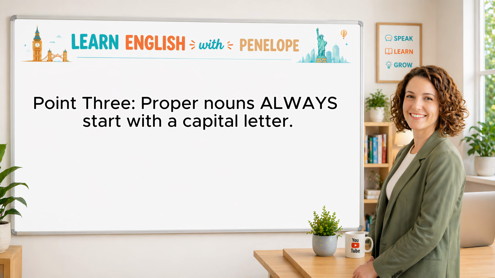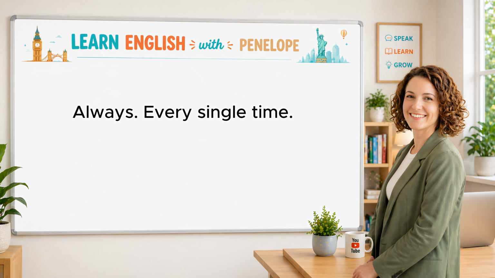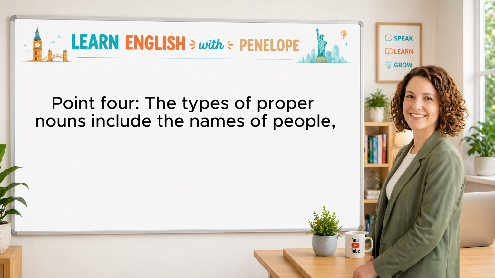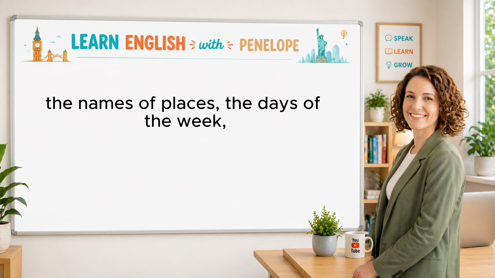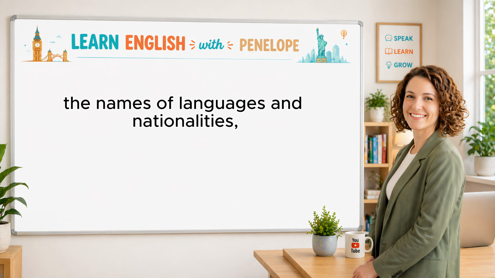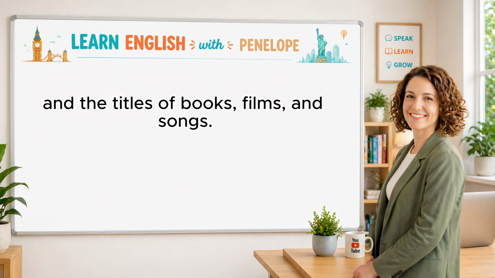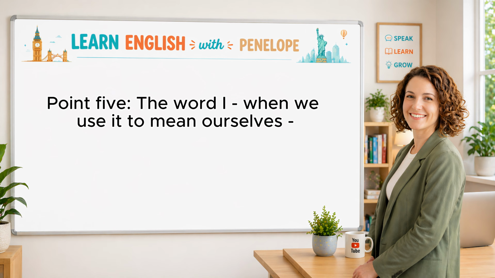Point 3. Proper nouns always start with a capital letter. This is the most important rule from today's lesson. Always. Every single time. Point 4. The types of proper nouns include the names of people, the names of places, the days of the week, the months of the year, the names of languages and nationalities, the names of companies and brands, and the titles of books, films, and songs. Point 5.